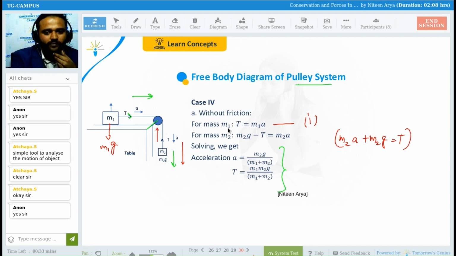Clear? Just equate both equations so you can get the acceleration, and when we get the acceleration, we can get the tension. Clear now? With equation 1 or 2, or you can put it in this one also. So then it is going to be this one.